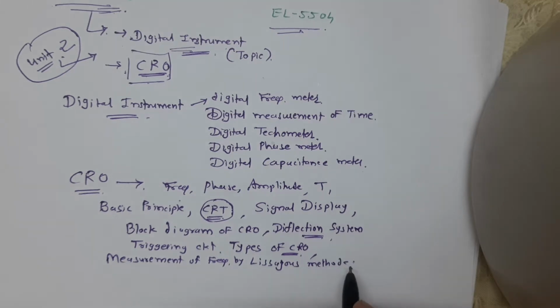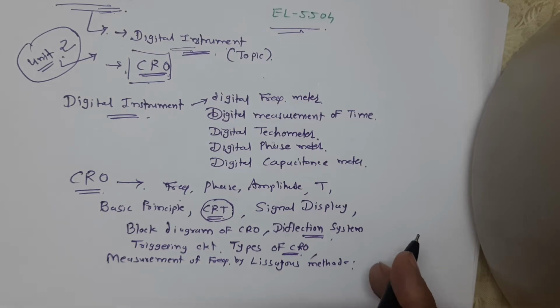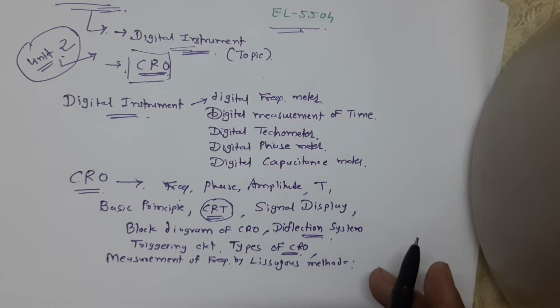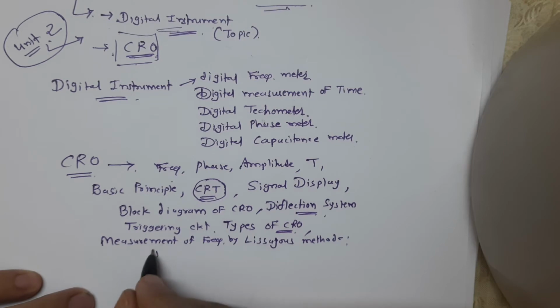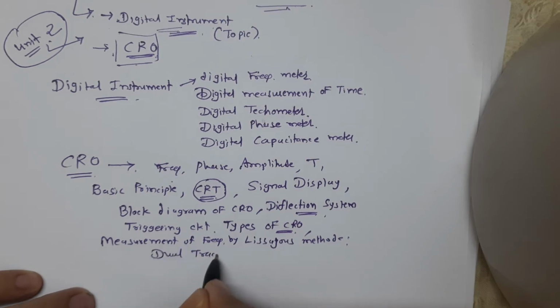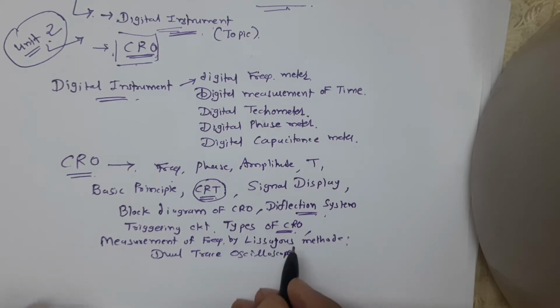Also we will discuss how to measure the frequency, how to measure the amplitude, how to measure the phase, and how to measure the periodic time from the screen of the CRO. We already discussed this in this chapter. Also there is the dual trace oscilloscope, which we will discuss.